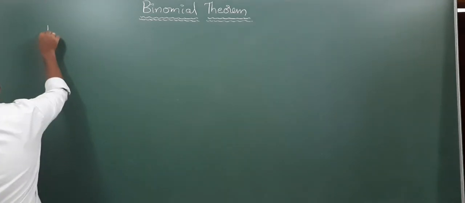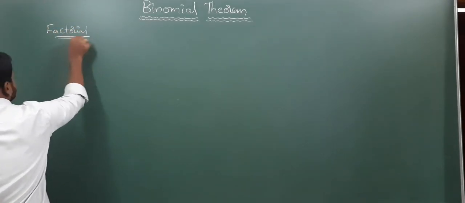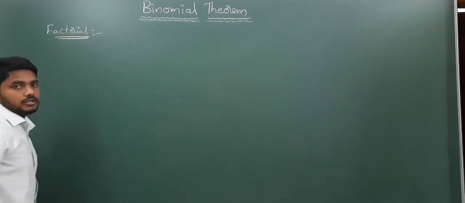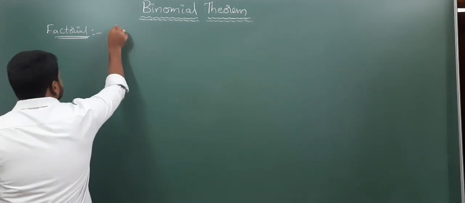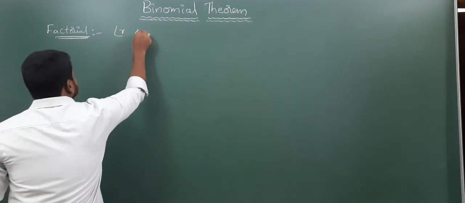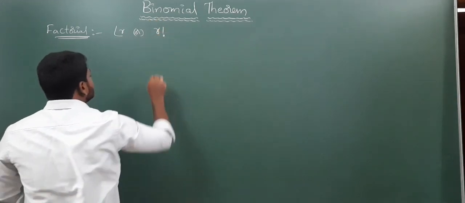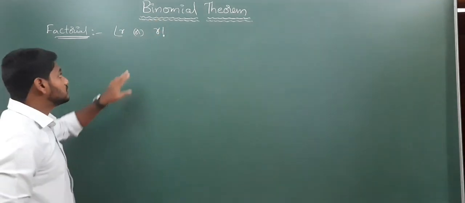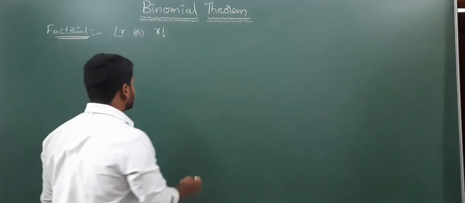What do you mean by factorial? Generally, factorial is denoted by the letter r followed by an exclamation symbol, like this. So this one we will consider as r factorial.